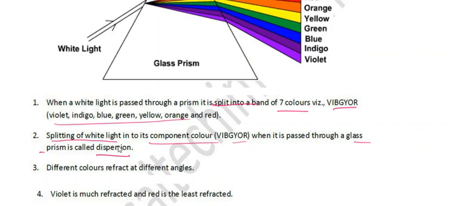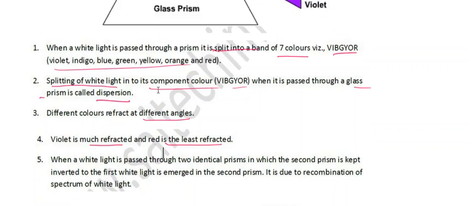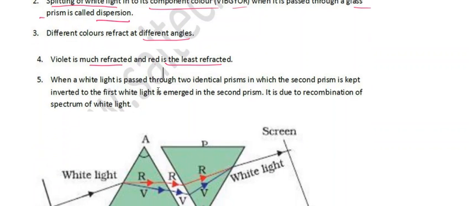So what is dispersion? It is the splitting phenomenon of white light when it is passed through the glass. So what does it become? It becomes its component colors, that is VIBGYOR. So different colors refract at different angles, that is to be noted. Violet is refracted the most. You can observe here, violet is much more refracted than red. Is it not? Red is the least refracted one. Based on that, you can see a number of natural properties.